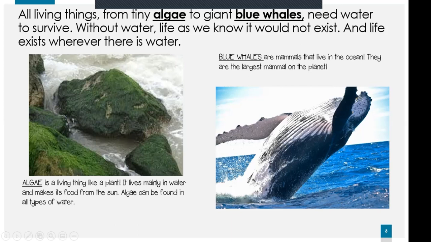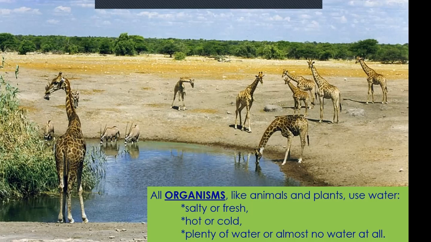All right, so we also have blue whales, and most of you would know what a blue whale is. Here is a picture of a blue whale, and I think they call this breaching, where they jump out of the water. And it says here, blue whales are mammals that live in the ocean. They are the largest mammal on the planet. All organisms, like animals and plants, use water, salty or fresh, hot or cold, plenty of water or almost no water at all.